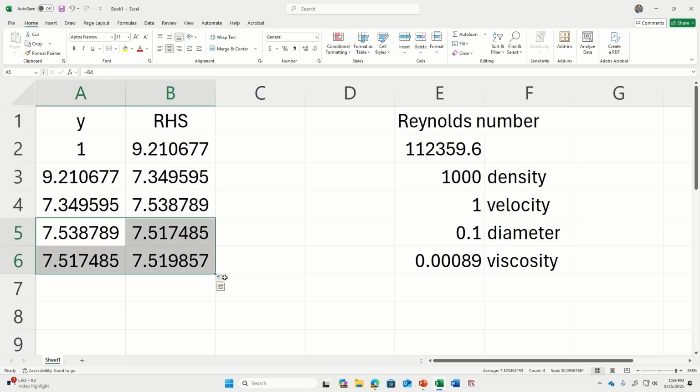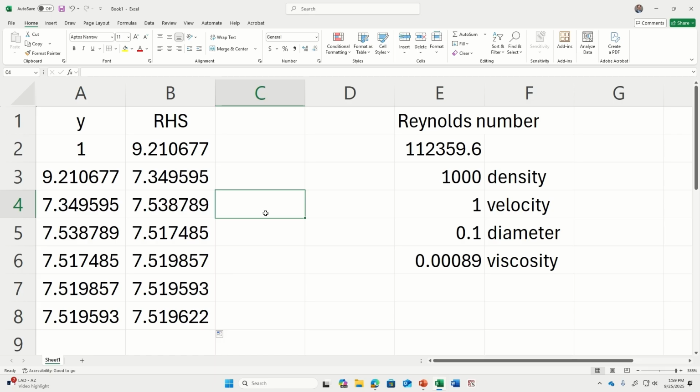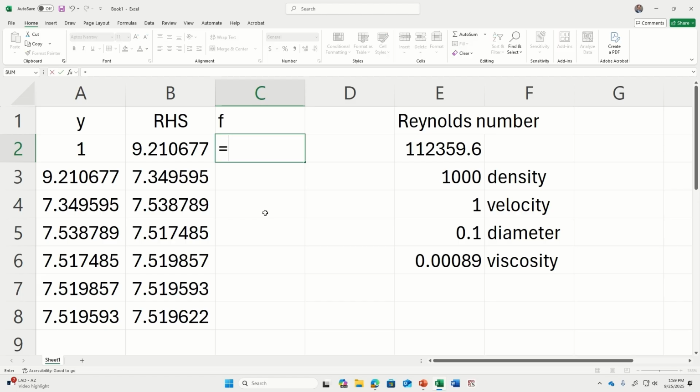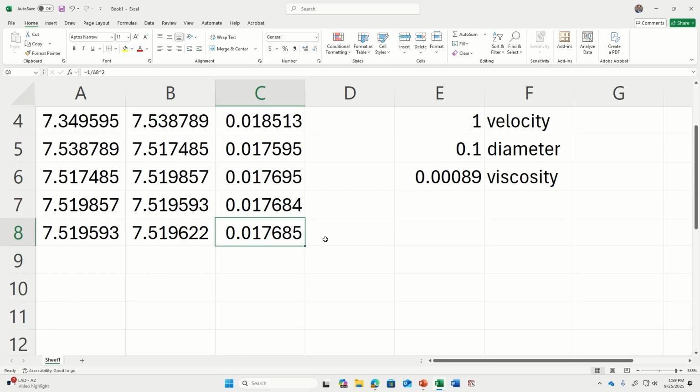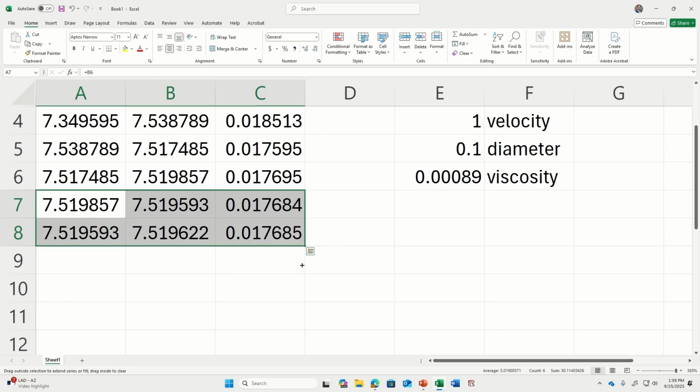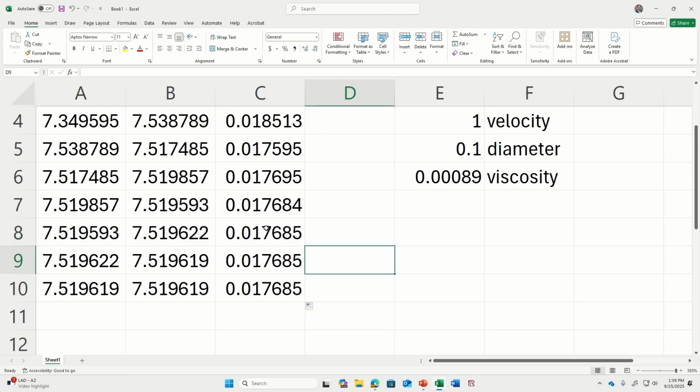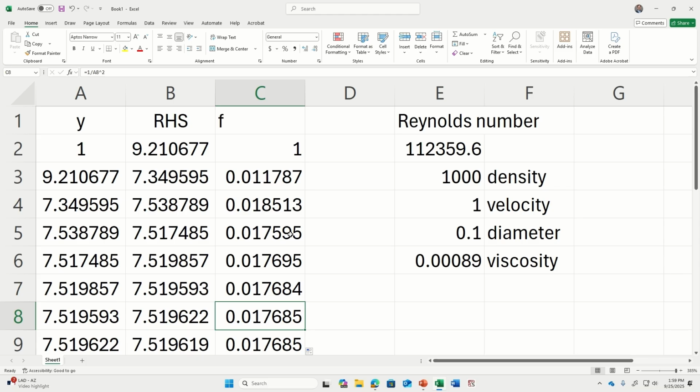Now, what do we see? After a few iterations, it gets pretty good, right? It looks like I'm converging onto a number that's like 7.5196-ish. And so if I actually want my Darcy friction factor, I have to do 1 divided by y squared. And my Darcy friction factor is something like this. I've got 5 significant figures of accuracy after like 7 iterations or something like this.